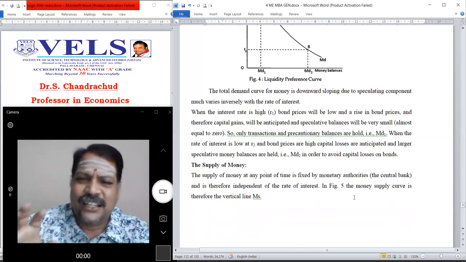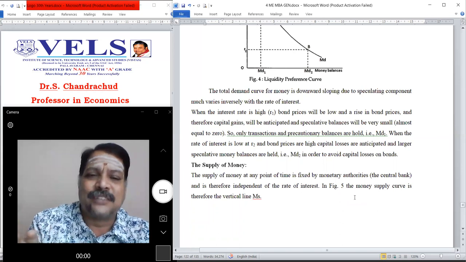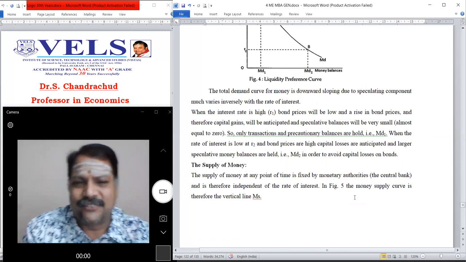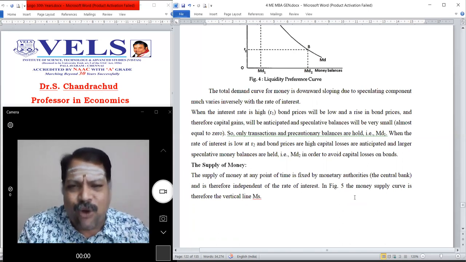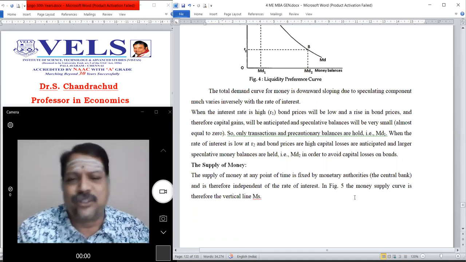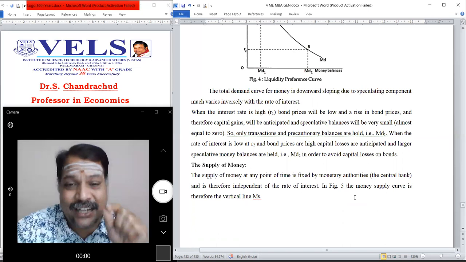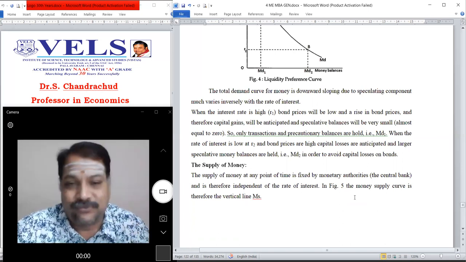When the interest rate is high, say R1, the bond prices will be low. On a rise in the bond price, therefore, there will be a capital gain, which will be anticipated, and speculative balance will be very small, almost equal to zero. Why? Because the bond price is low. So only the transaction and precautionary balance are held at MD1.